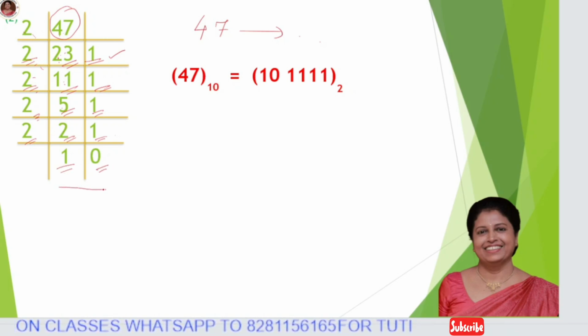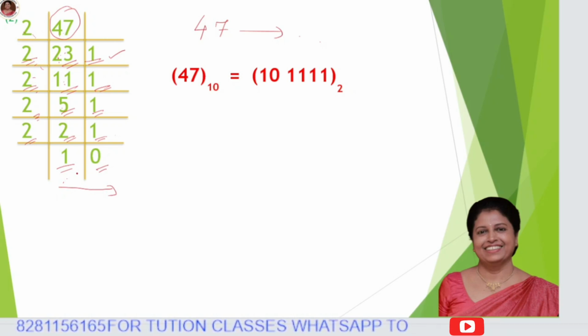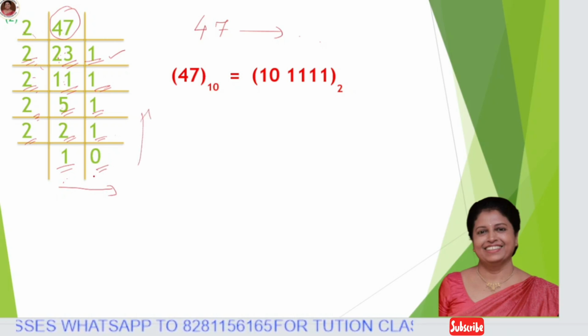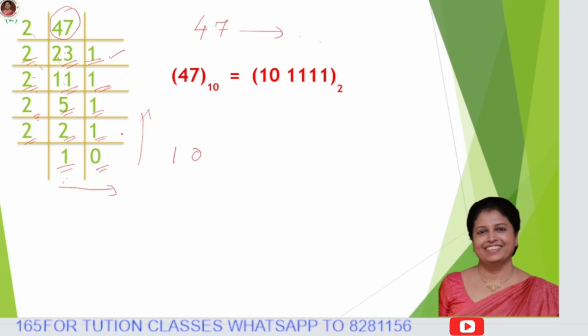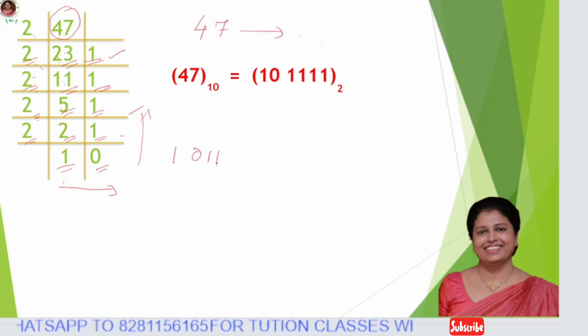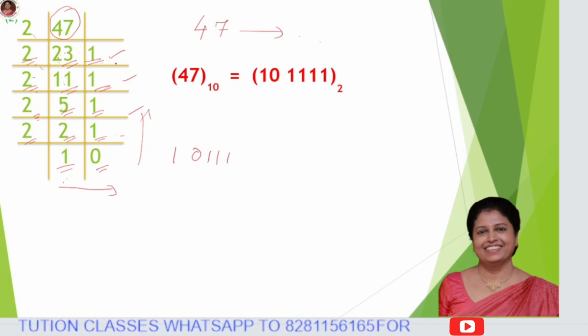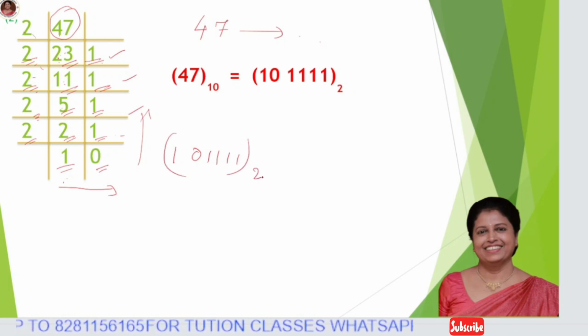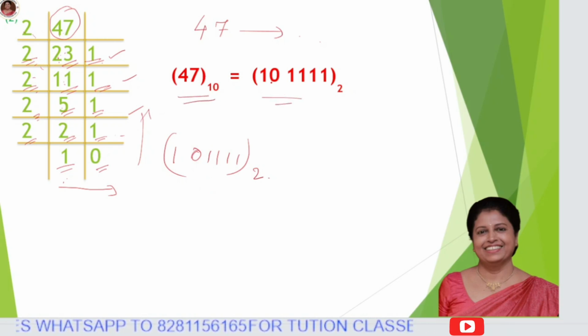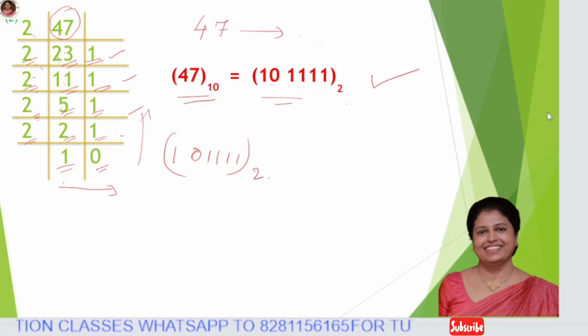Then we can start from here. This 1 then goes upwards. Then 1, 0, 1, then this 1, then this 1, then 1 to the base 2. So that is the new binary number. See, 47 to the base 10 is equivalent to 101111 to the base 2. So this is the binary number equivalent to 47.